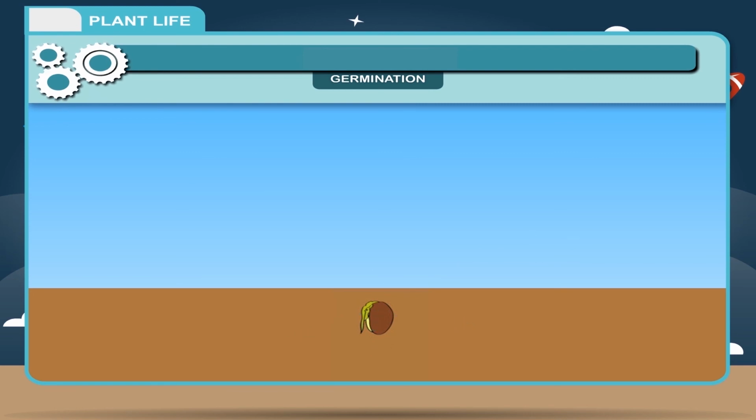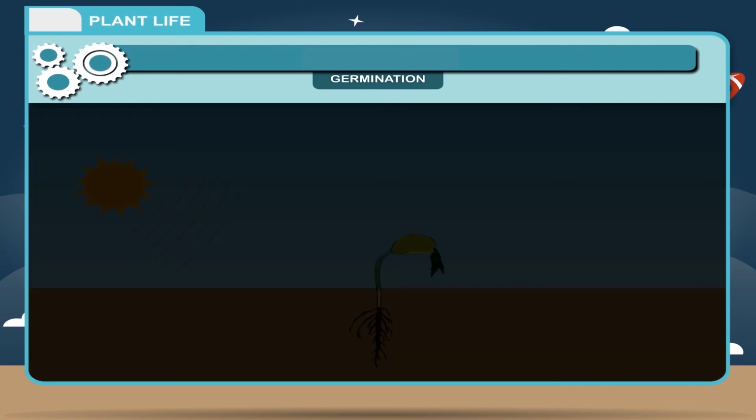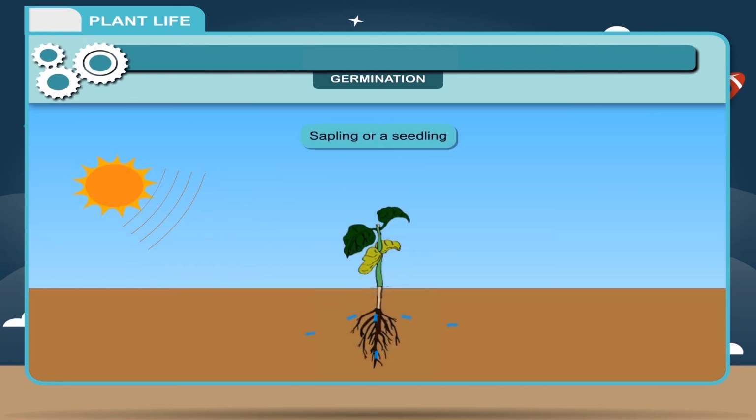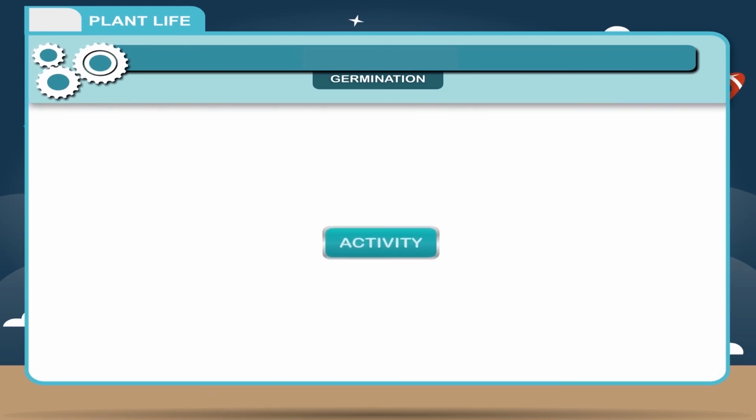When the embryo comes out and starts growing, roots are formed first and fix the baby plant firmly to the soil. After this, the shoot of the plant starts growing towards the sunlight. The first pair of leaves of a baby plant is known as cotyledons. The baby plant that is growing is also known as a sapling or a seedling.